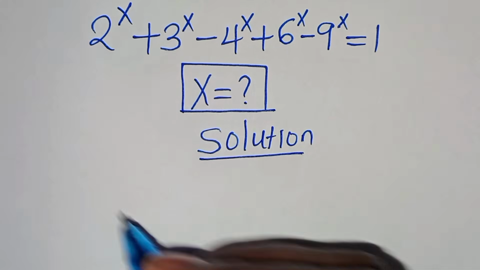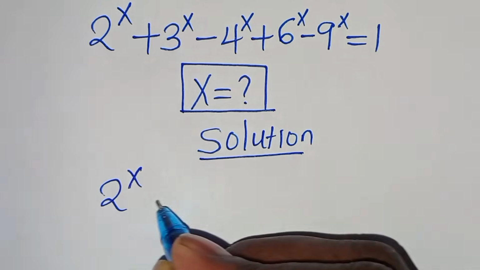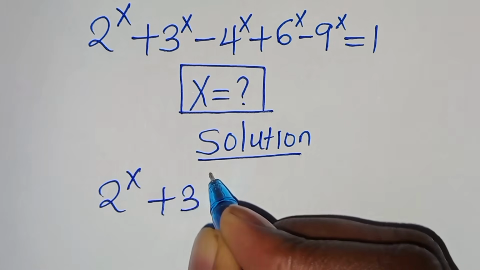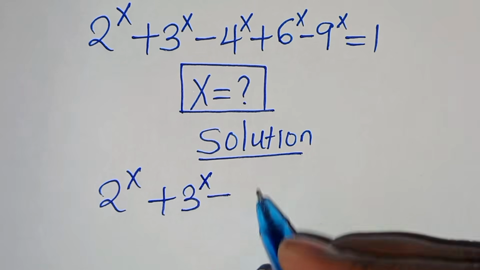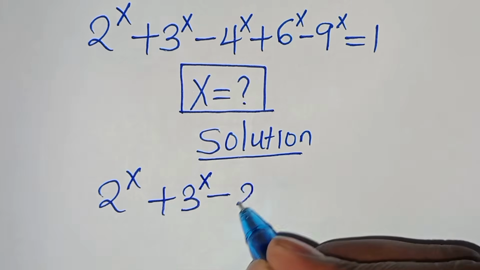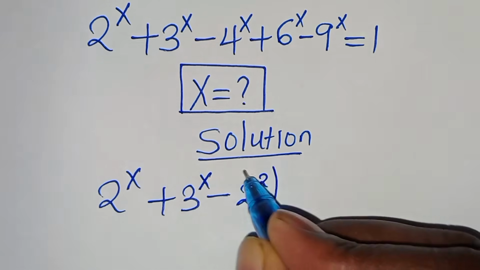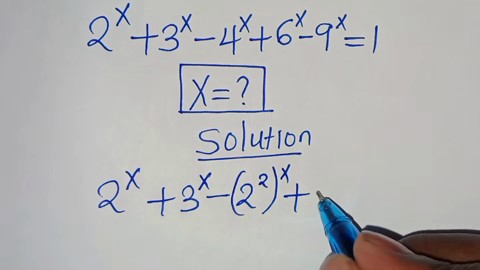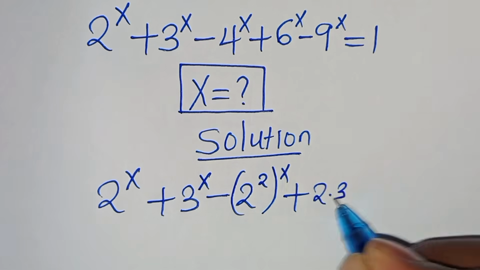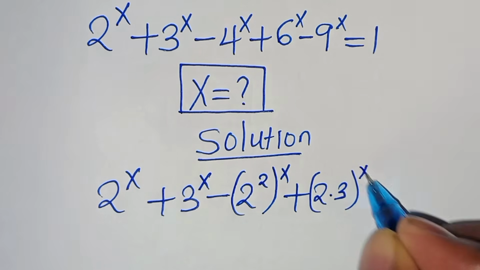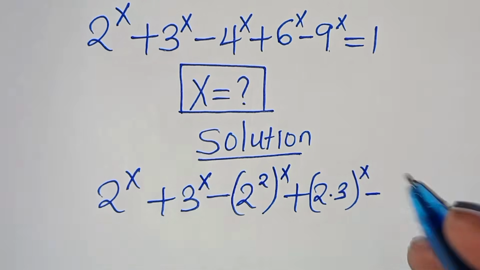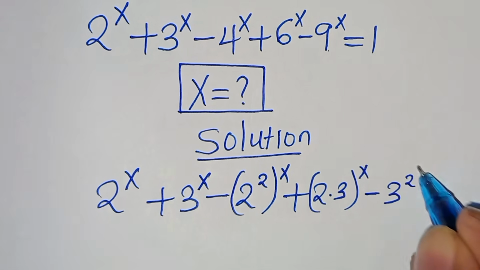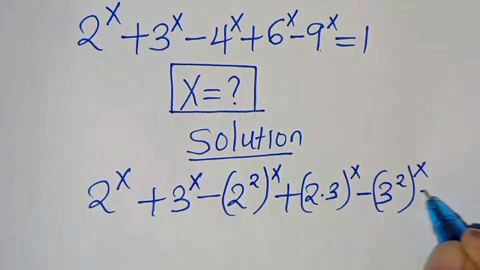Now this is 2 to the power of x plus 3 to the power of x minus 4. We can express 4 as 2 to the power of 2 raised to the power of x, then plus 6. We can express 6 as 2 times 3 raised to the power of x, minus 9, which is actually 3 to the power of 2 raised to the power of x, and this is equal to 1.